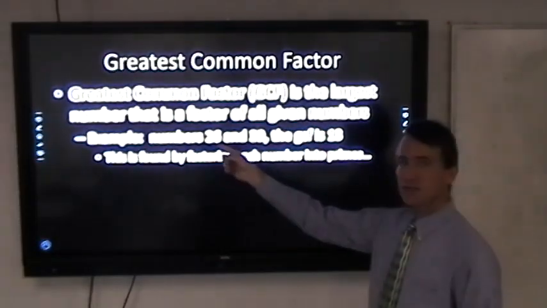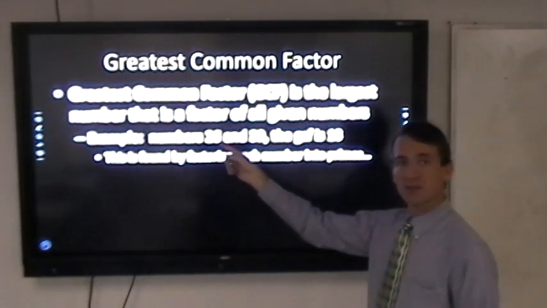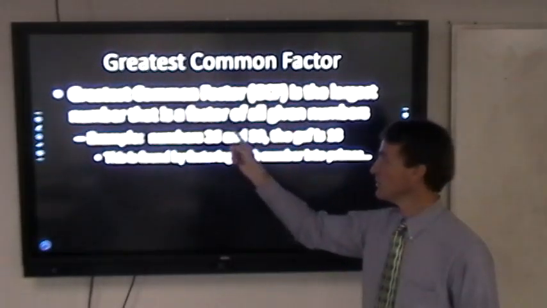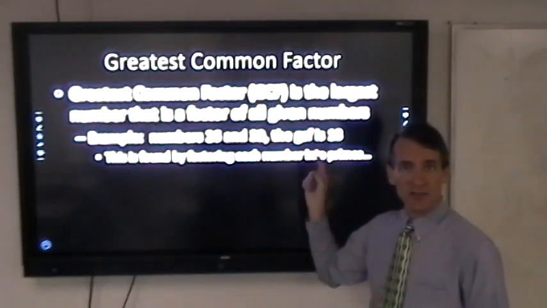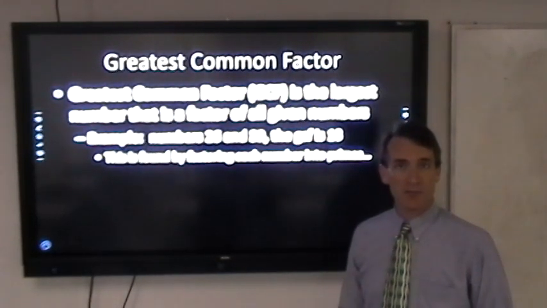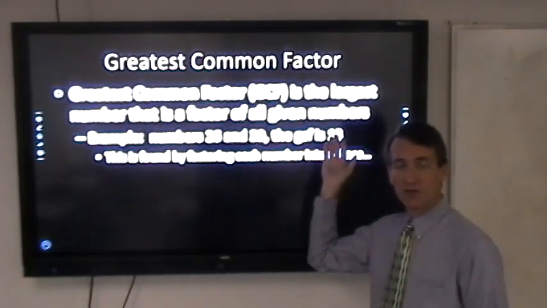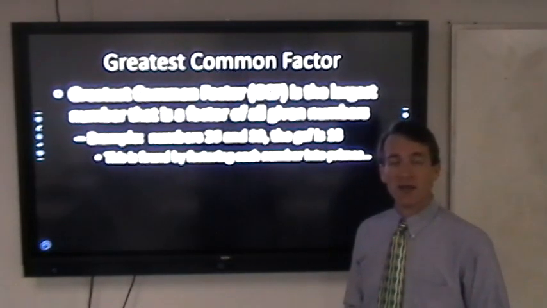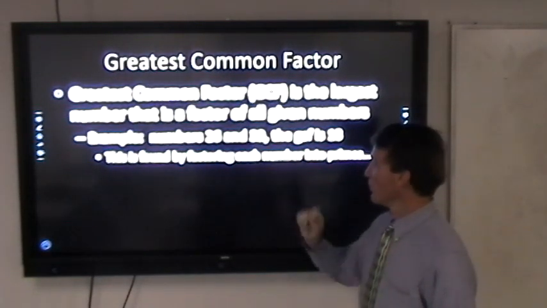If I take 26 and I divide by 13, I get 2. So 26 is a multiple of 13. So 13 is a factor of 26. If I divide 39 by 13, I get the number 3. So that means 39 is also a multiple of 13, or 13 is a factor of 39. And we want the largest number that is a factor of both.